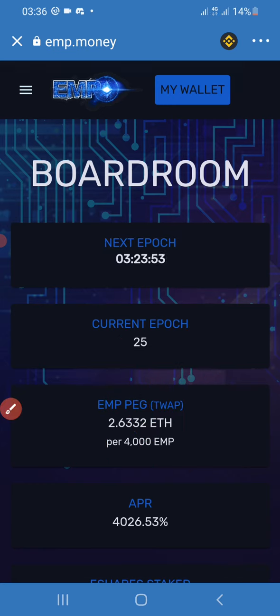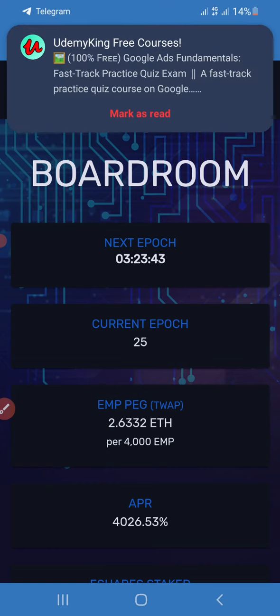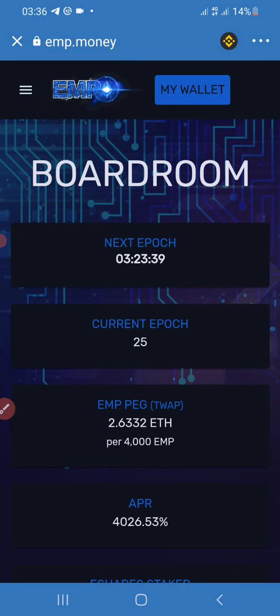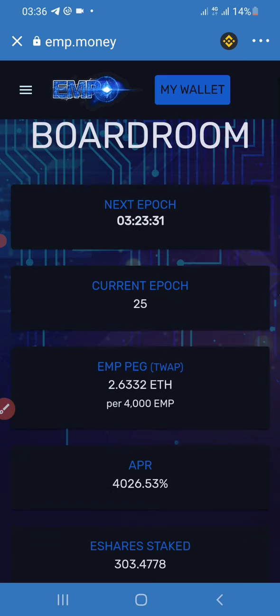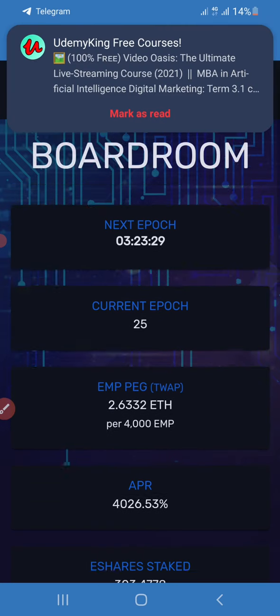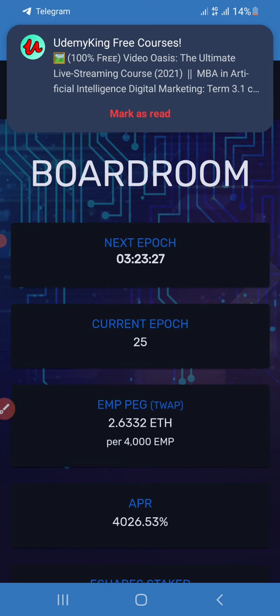Then it will start paying you after 18 hours. Alright, and we have gone past 25 epochs, which means it is still early compared to tomb.finance and other ones that have been in existence and have gone close to 170, 200 epochs. So this is still very early.